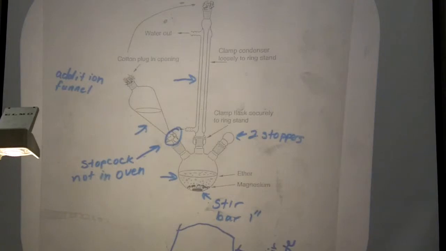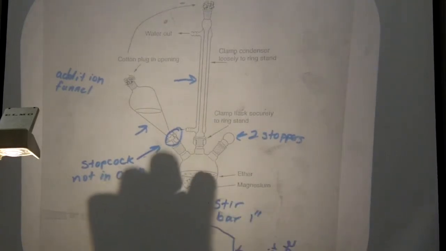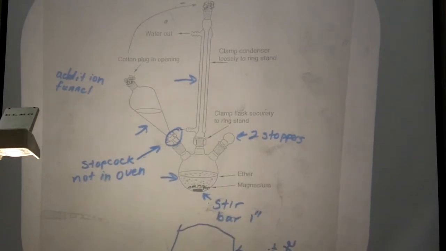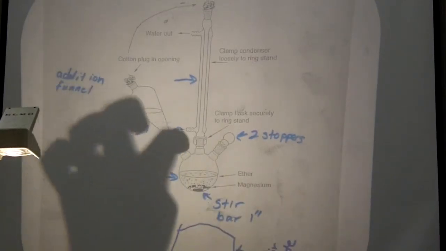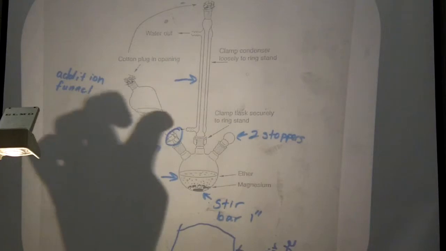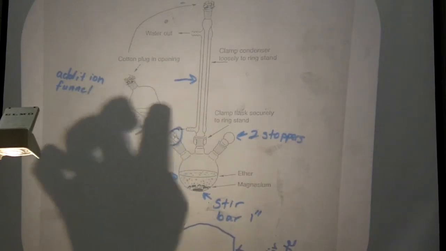ether, so not red can ether. The dry ether is in the reagent hoods. So make sure you read labels carefully. There's lots of things in that reagent hood, and put 10 milliliters of dry ether in here. Then over here, you are going to make the solution of your alkyl bromide.